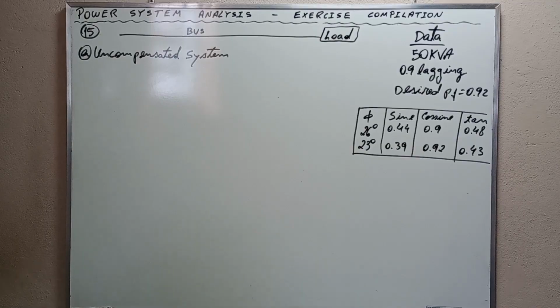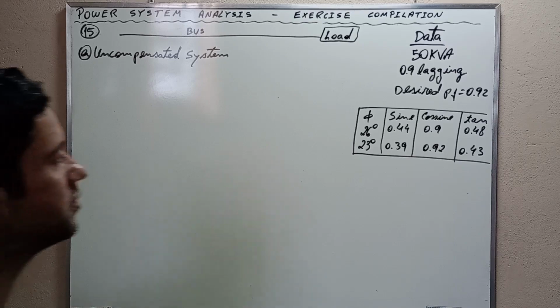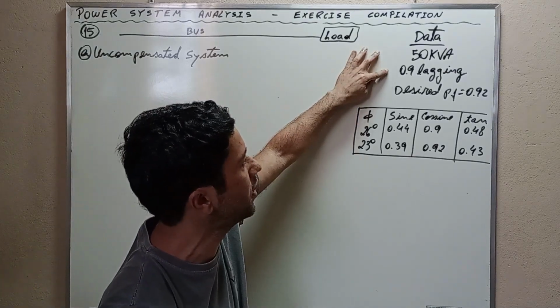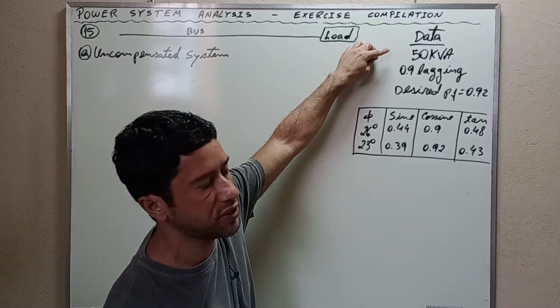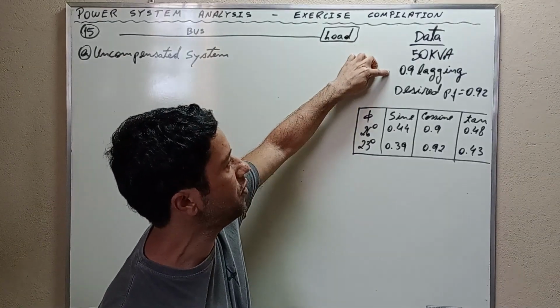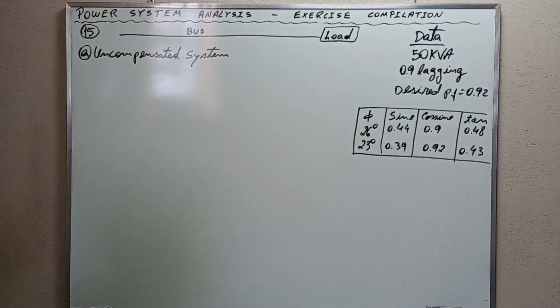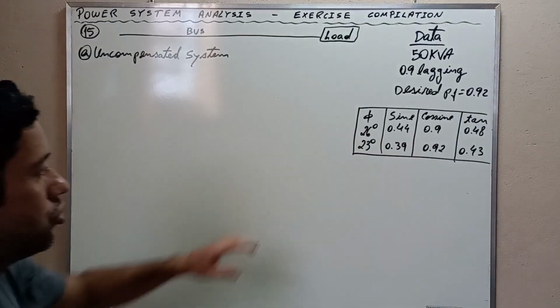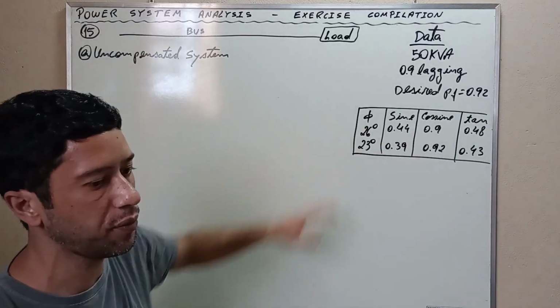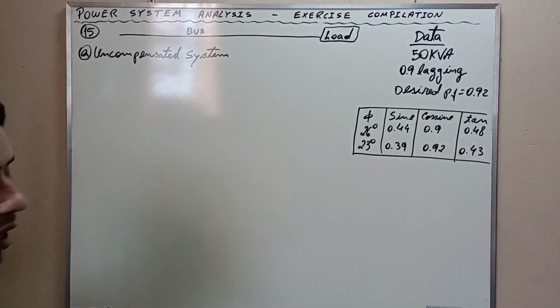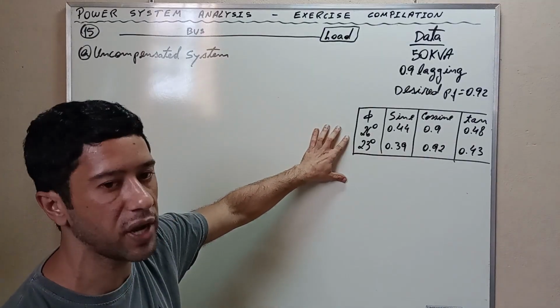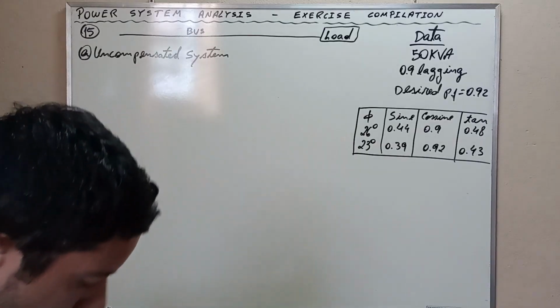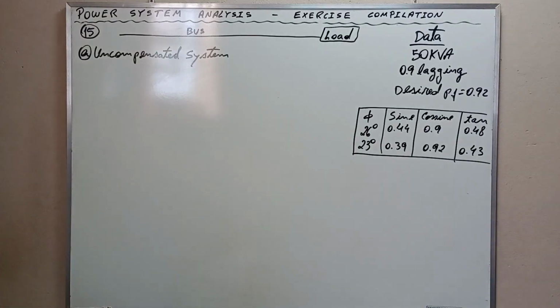The exercise wants us to calculate the reactive power a capacitor bank will need to provide to raise the power factor to 0.92 lagging. And the exercise provided this information here, okay, for the uncompensated system, 50 kVA and 0.9 lagging power factor, and the desired power factor is 0.92. The exercise also gave this because in this exam you could not use a calculator. Then the exercise gave this information to facilitate your calculation. Alright, my friends, let's go to the solution.